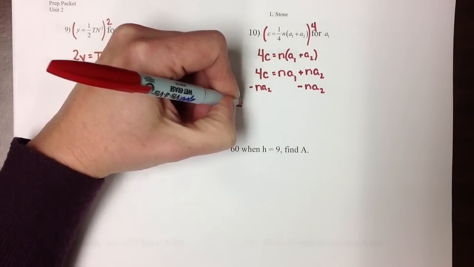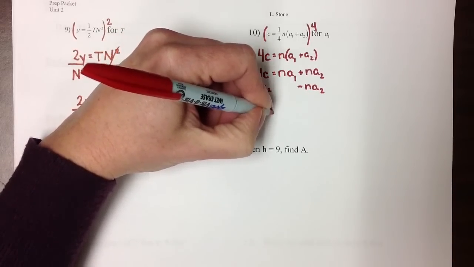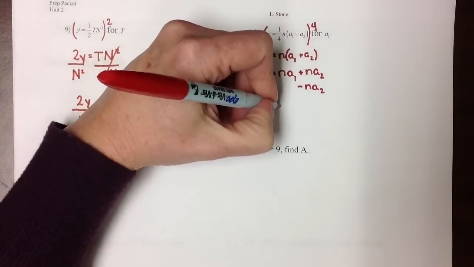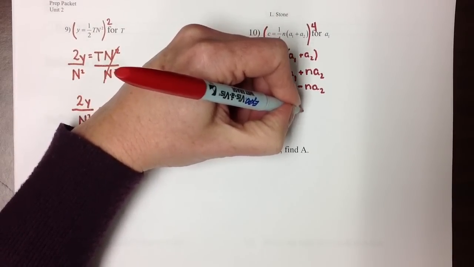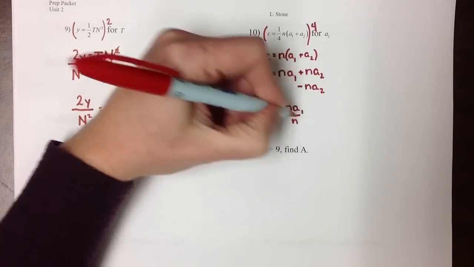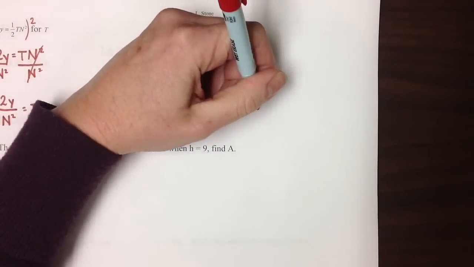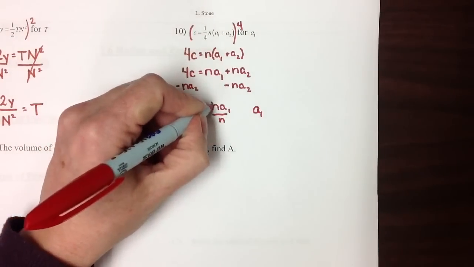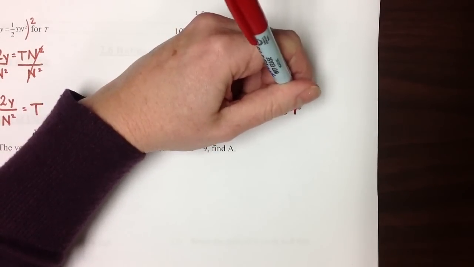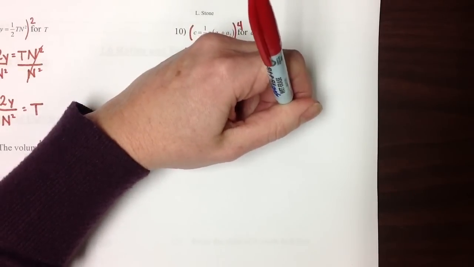Again, subtraction's not commutative, so I need to be careful to make sure that I'm keeping this in the correct order. The n a2 is getting subtracted from the 4c, not the other way around. And that leaves me with n a1. And then the final thing to peel away is that letter n. So by dividing both sides of my equation by n, I get the final result, which is that a1 equals 4c minus n a2 all over n.